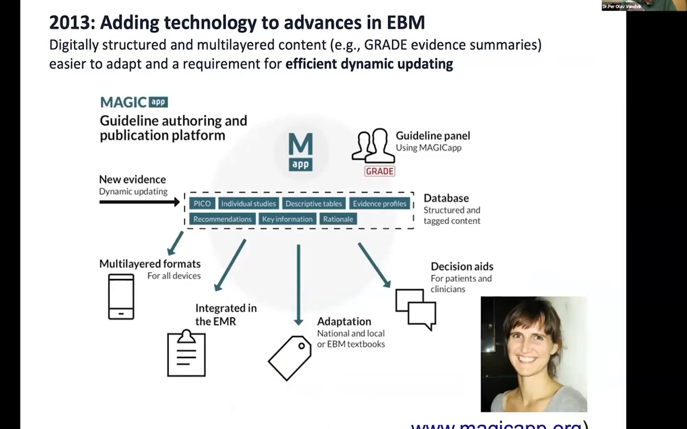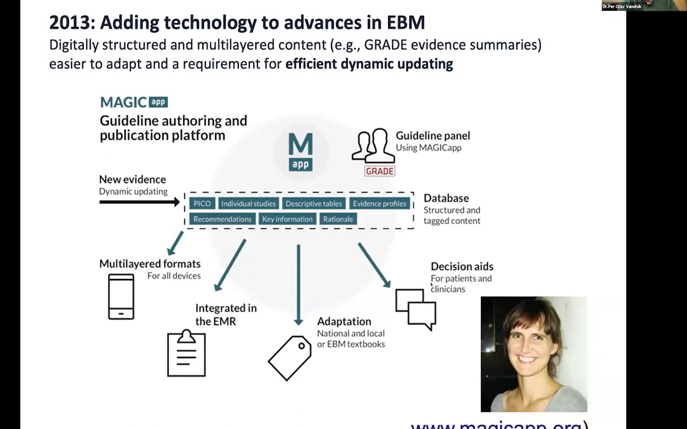And this allows the automated publication in what we call multi-layered formats: find recommendations first, then click to find more. You can also integrate the recommendations, which are now the entities, it's no longer a PDF, into electronic health records. You could plug them into websites, portals, pathways, local protocols, EBM textbooks, and it should be easier to adapt, contextualize, and translate guidelines through using such technology.